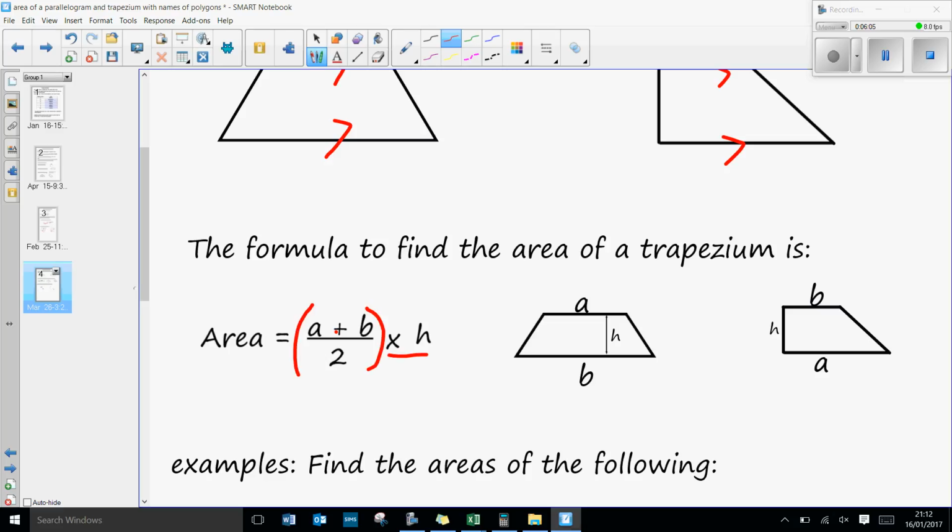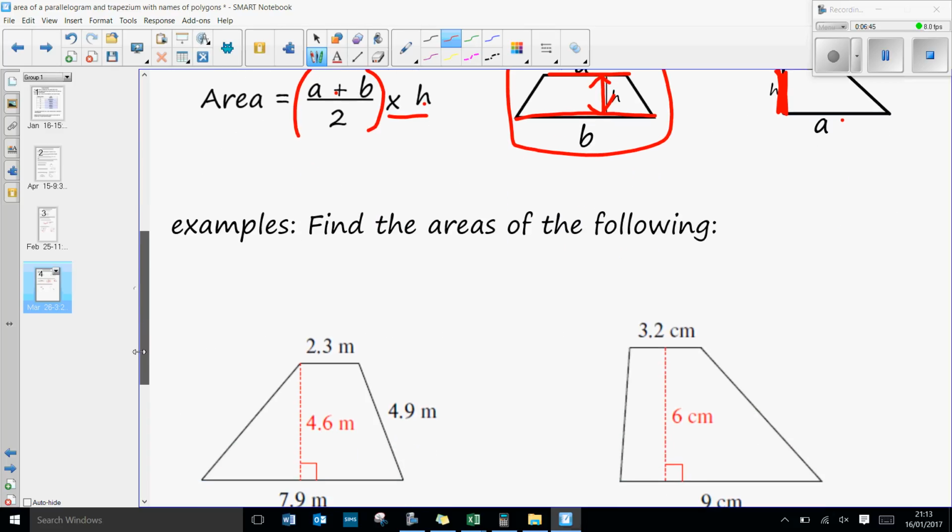Now, I have a diagram here to explain what A and B are. So A is one of the parallel sides, B would be the other, and then the height, H, is the distance in between those two. Okay, it has nothing to do with the slopey sides. In this example, because this shape is just vertically up and down anyway, that does represent the height. And then A and B, I happen to have labelled them the other way around just to indicate that it doesn't matter which one's which. The A and the B can be interchanged. So, using that rule, we're going to find the area of these shapes.